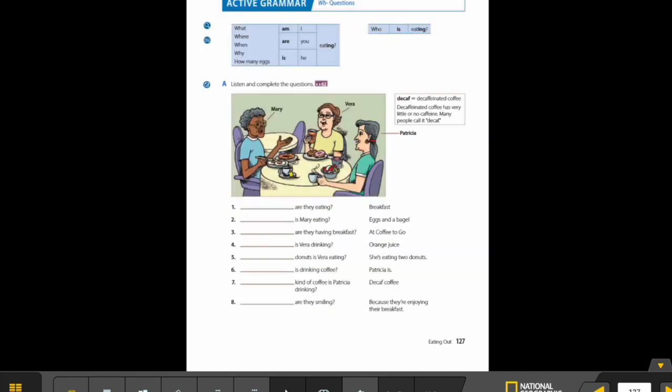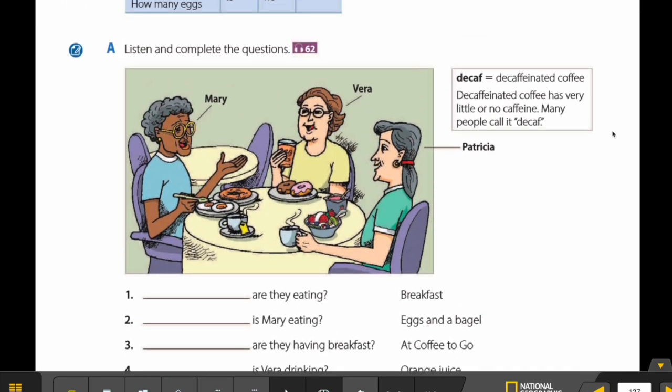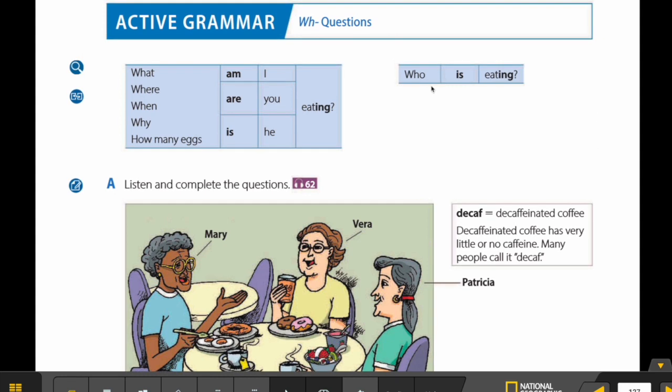Okay, now we are moving on to the WH questions on page 127. We form the WH questions similar to the yes, no questions. There is an inversion, but you start with the question phrase. What, where, when, why, how many eggs. The verb be, the subject, and the verb with ing. Okay?